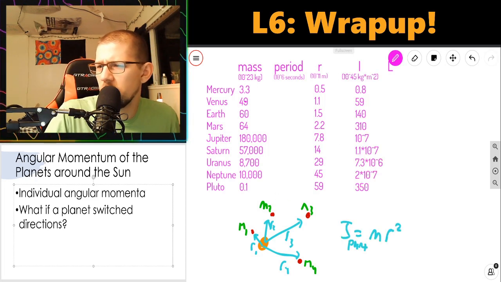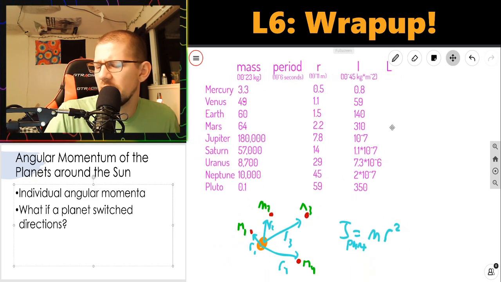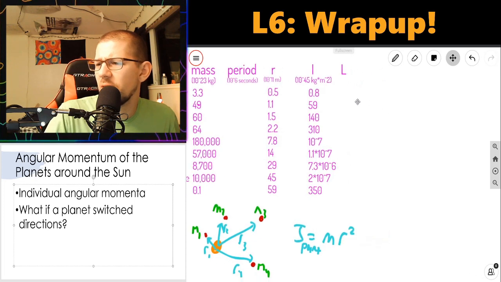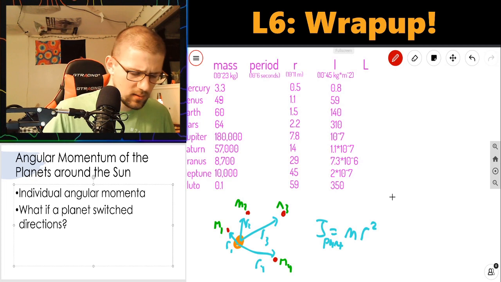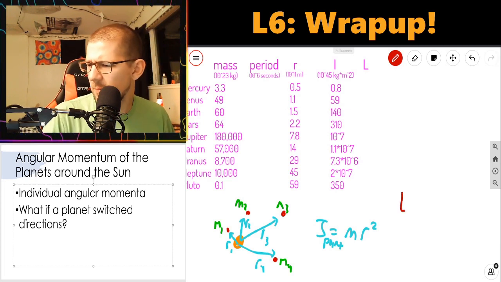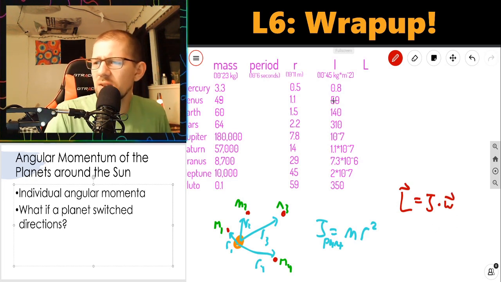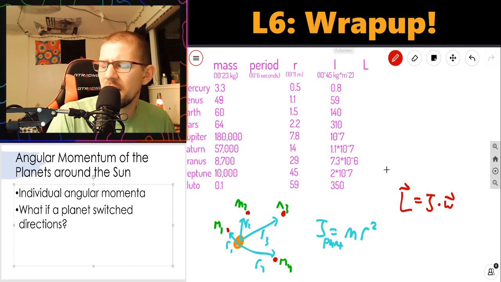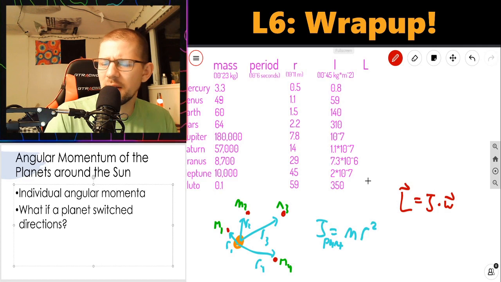All right, so for each of those, I multiplied the mass times the radius squared. That spat out each of these moments of inertia. From here, to find the total angular momentum of the solar system, I'll need to find the angular velocity, omega. Recall that the angular momentum, L, is I times omega for any given object in our system. Each of these planets has its own angular momentum, and the total angular momentum of all the planets is just the sum of each of those individual angular momenta.